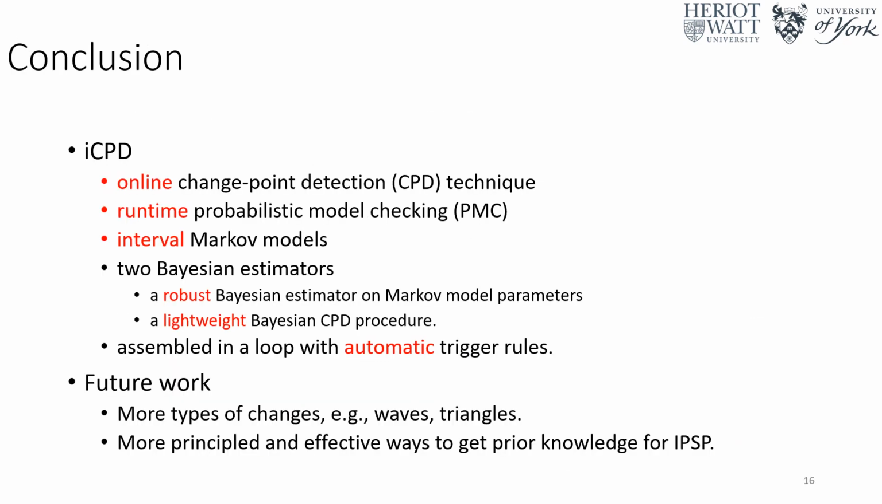To conclude, we introduced iCPD as an online change point detection technique tailored for runtime probabilistic model tracking applications using interval Markov chain models. It is essentially composed of 2 parts: a robust Bayesian estimator on Markov model parameters and a lightweight Bayesian change point detection procedure. The 2 Bayesian components are assembled in a loop with automatic trigger rules to invoke each other.